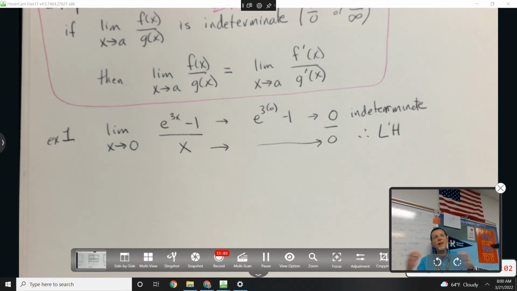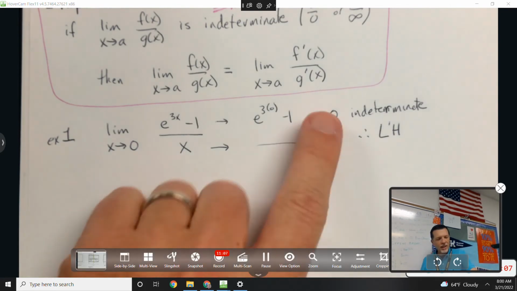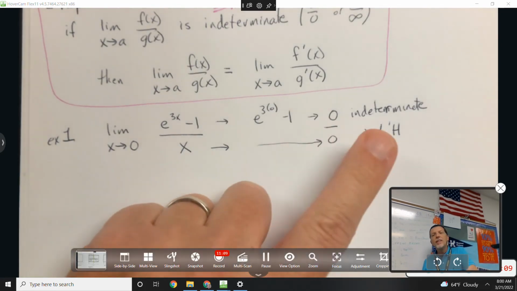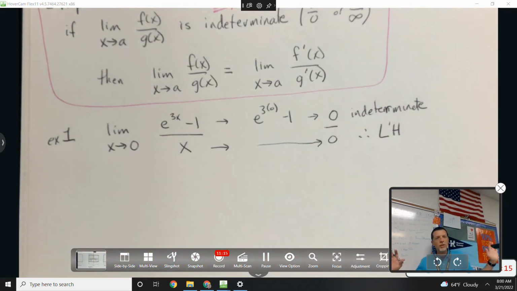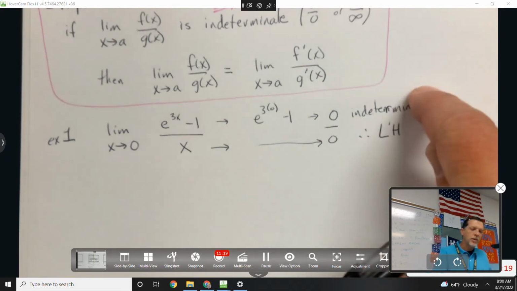I don't need to write out everything, but I do need to let the reader or the grader know I recognize that this is indeterminate, therefore I'm going to use L'Hopital's rule. Some people go overboard and write out a paragraph explaining the history of L'Hopital. Just shorten that up. Indeterminate, therefore L'Hopital.